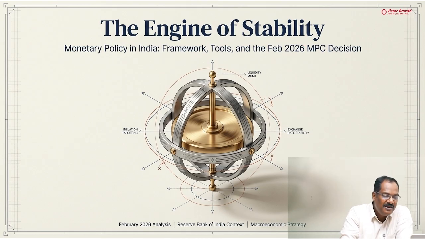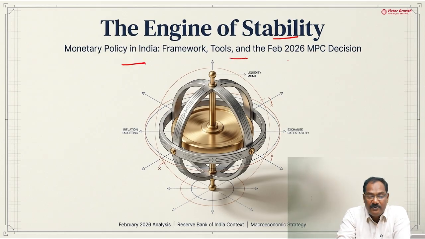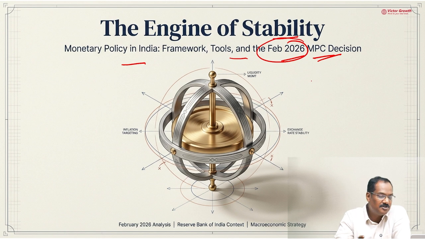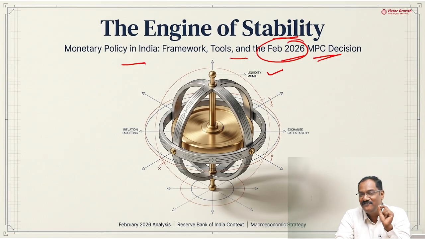So, the engine of stability. Monetary policy in India: framework, tools, and the February 2026 decision, along with the budget. MPC means Monetary Policy Committee. That is a committee under the RBI, and they have certain responsibilities. We'll discuss. Then, liquidity management. I'll try to explain every word. Still, if I have missed out, you can ask me. Liquidity management means how much money should be available in the country. Liquidity means cash availability. Liquidity management means how much cash is available with the people. That is what they mean.